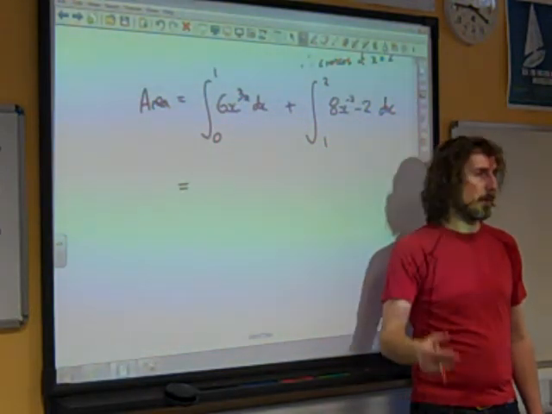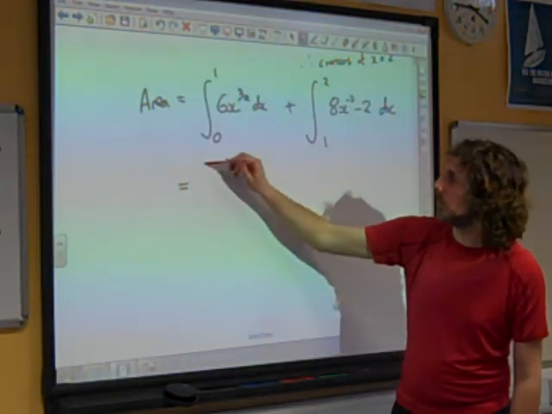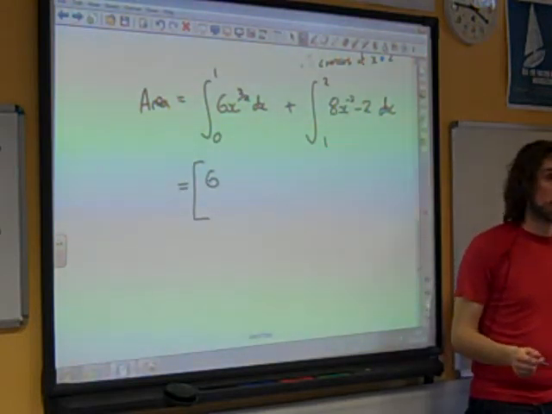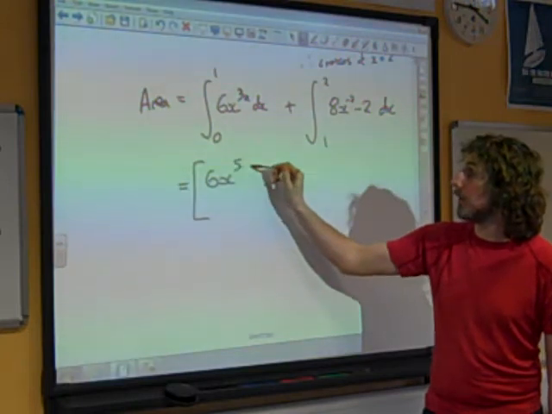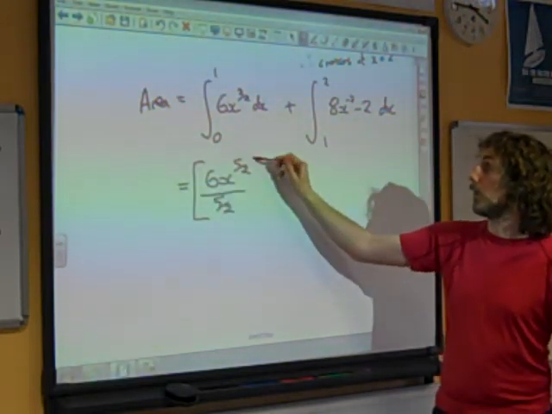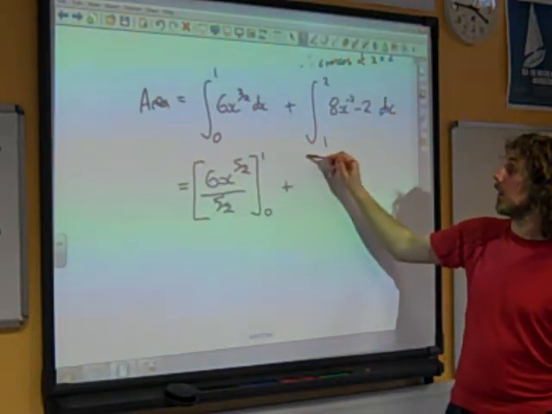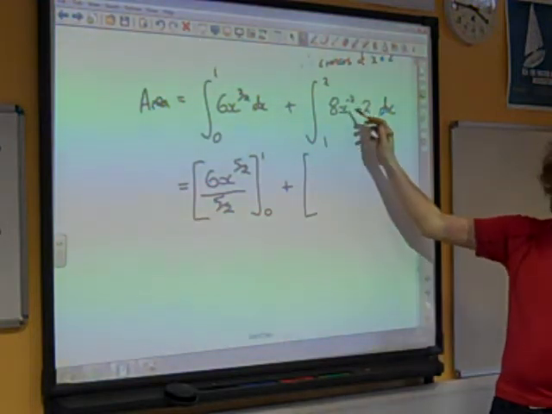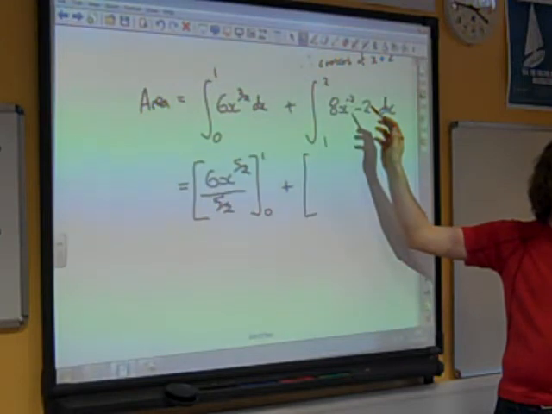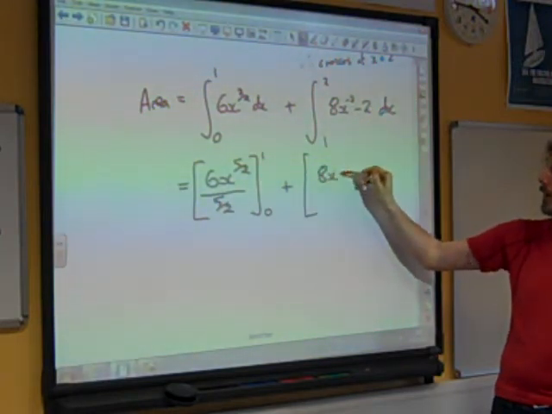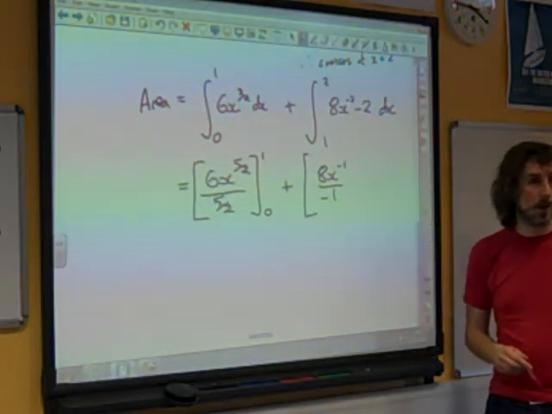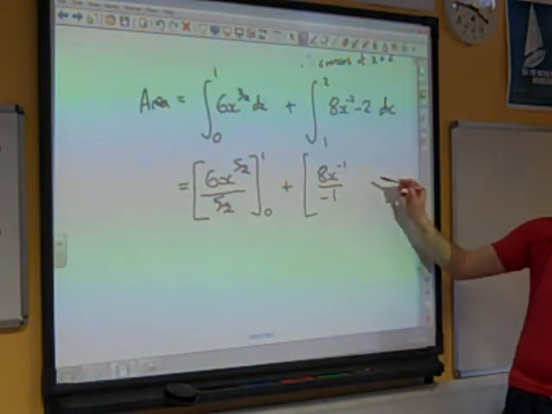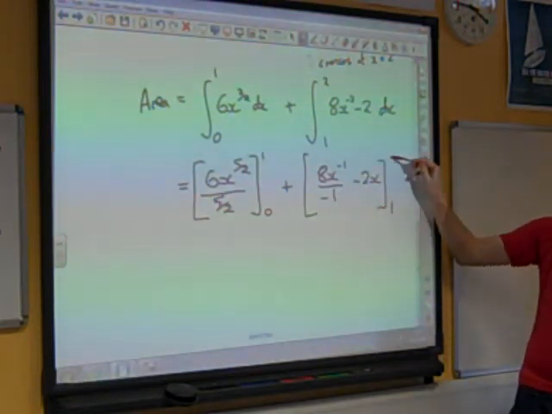Add 1 to the power and divide by the new power. So 6, if you add 1 to 3 over 2, what do you get? 5 over 2. So 6x to the power of 5 over 2 divided by 5 over 2. Not anything too fancy just yet. And then the other one, really careful with our powers. If we add 1 to minus 2, what do we get? Minus 1. So that's 8x to the minus 1 over minus 1. And what happens if we integrate constants, integrate a number? We just get minus 2x out of that, between 1 and 2.